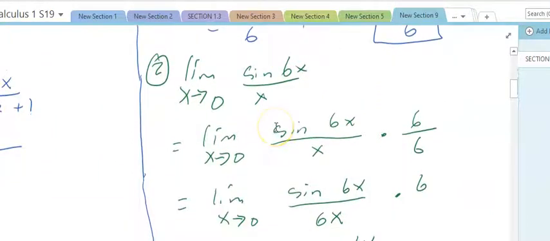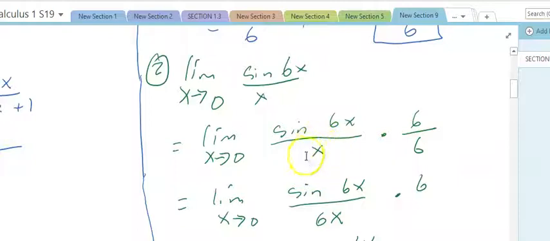For our second question, we have the limit of the sine of 6x over x. And in this situation, we can multiply the top and bottom by 6 over 6. Why?